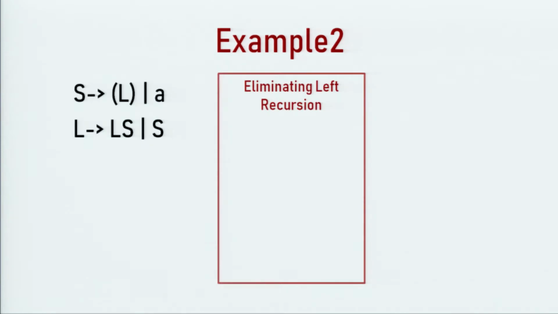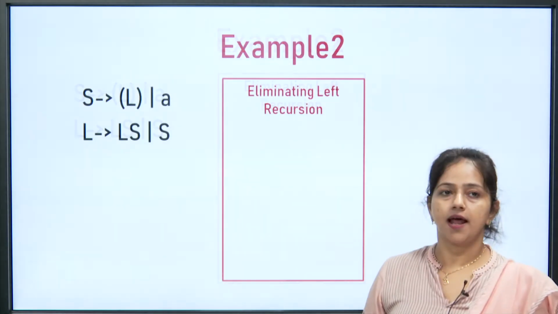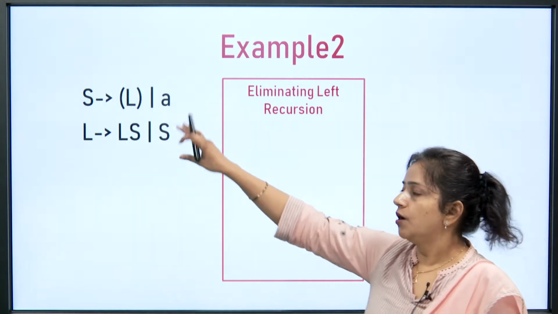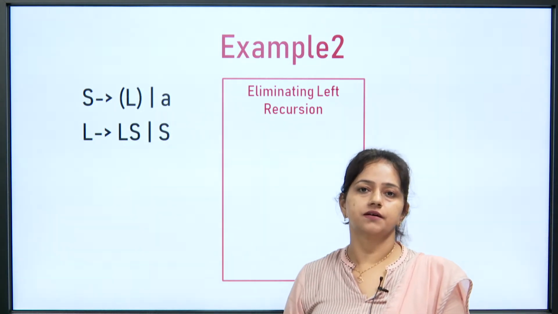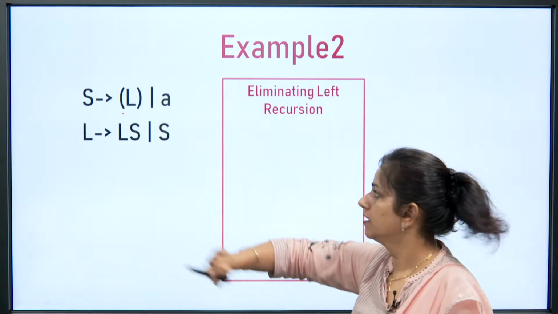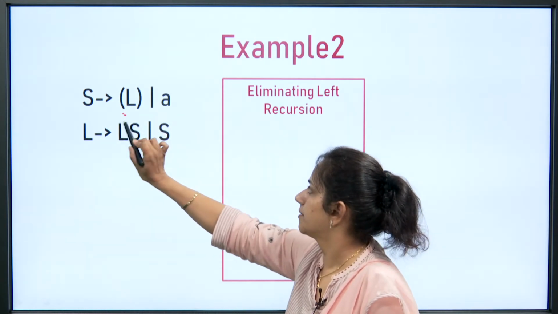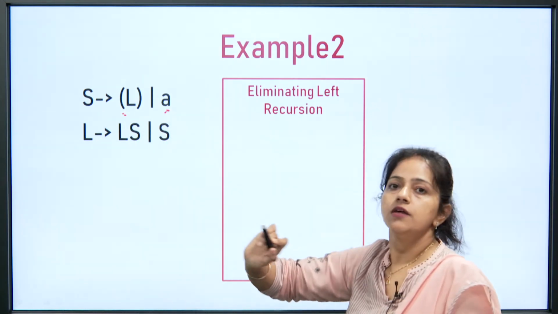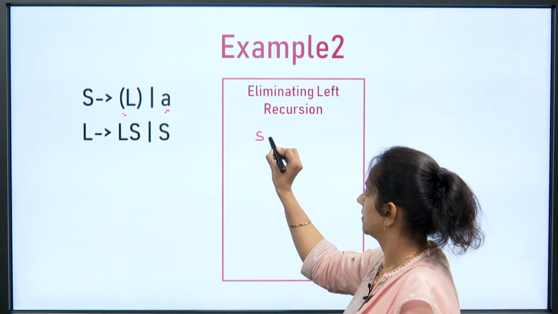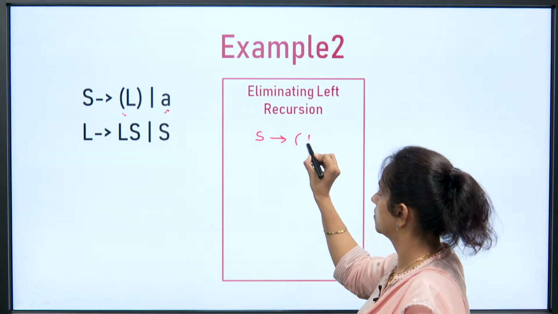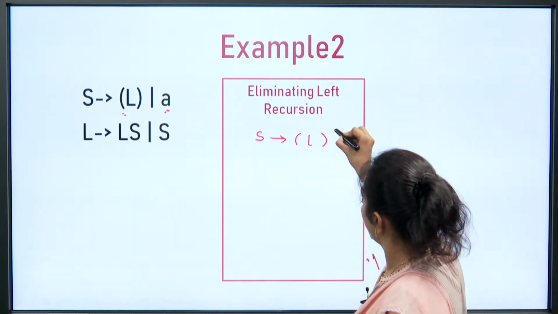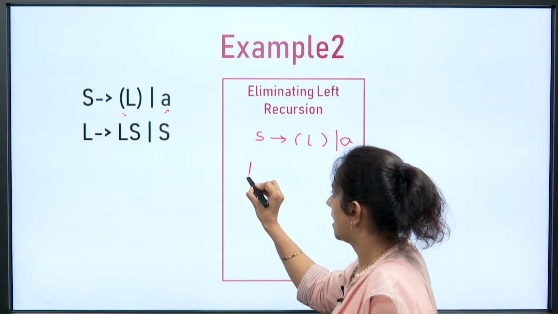Now we will look at another example and we will try to remove left recursion again. Now in this example there are two non-terminals. So first we will see, is there any left recursion in this production? So S2, this is beginning with a terminal, this is beginning with a terminal. So no left recursion is there. So we can rewrite this production as it is, S2 opening parenthesis L and closing parenthesis, and A. And now we will write the L production.